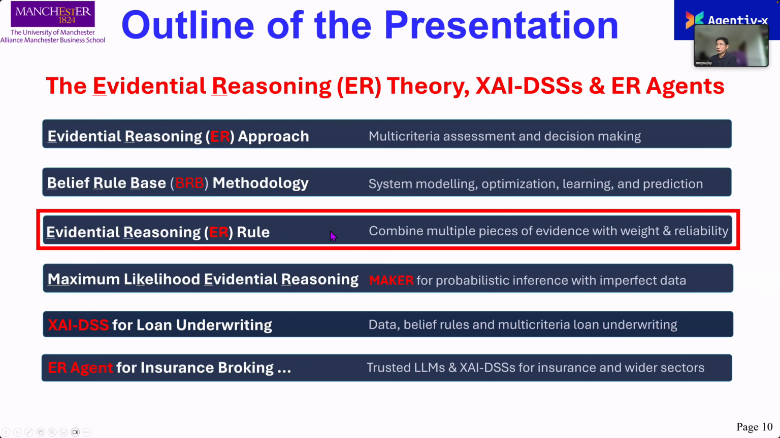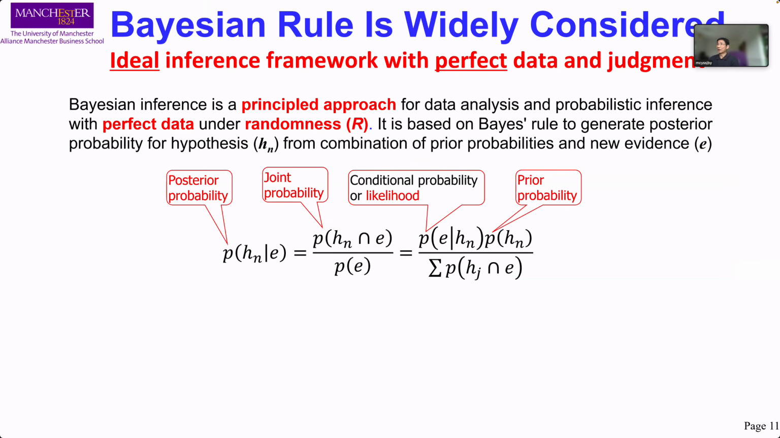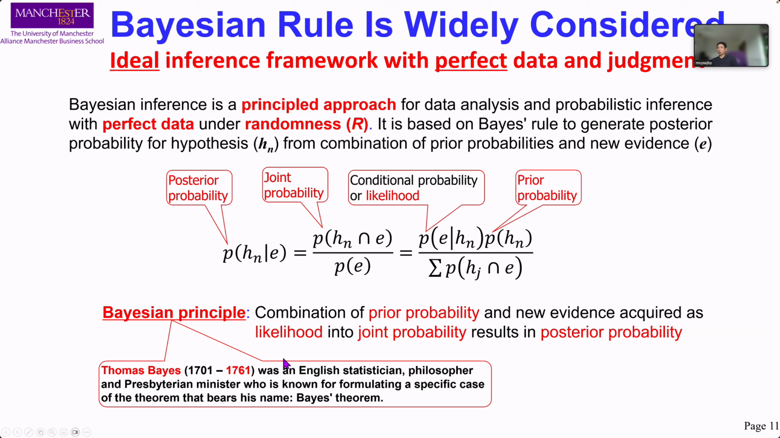The third element of the theory, which we call the ER rule, is for combining multiple pieces of evidence with both weight and reliability. Its origin is based on Bayesian rules, which you may already know. Bayesian rule is very widely recognized as a desirable inference framework when the data is perfect and the judgment is also available. The reason is we have probability from the data, and the whole process of inference is based on finding the joint probability and then the posterior probability. This we call the Bayesian principle.